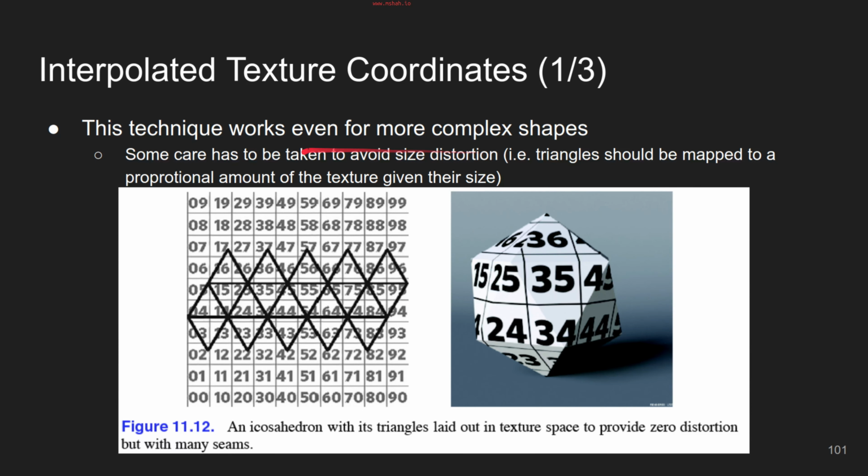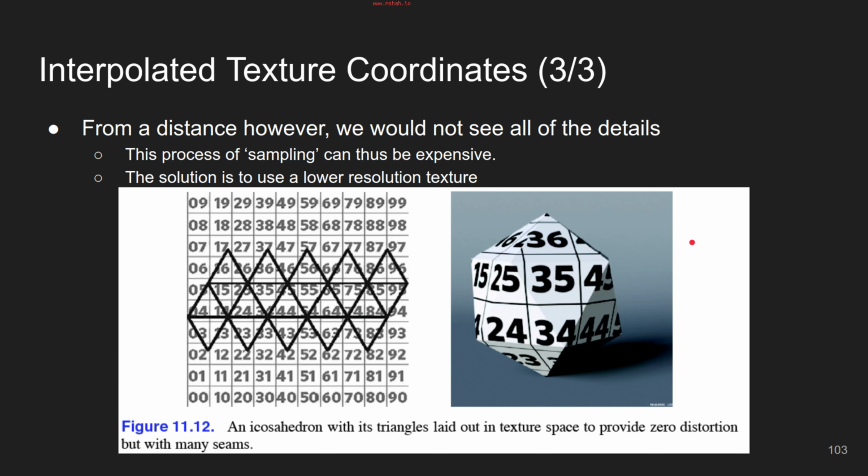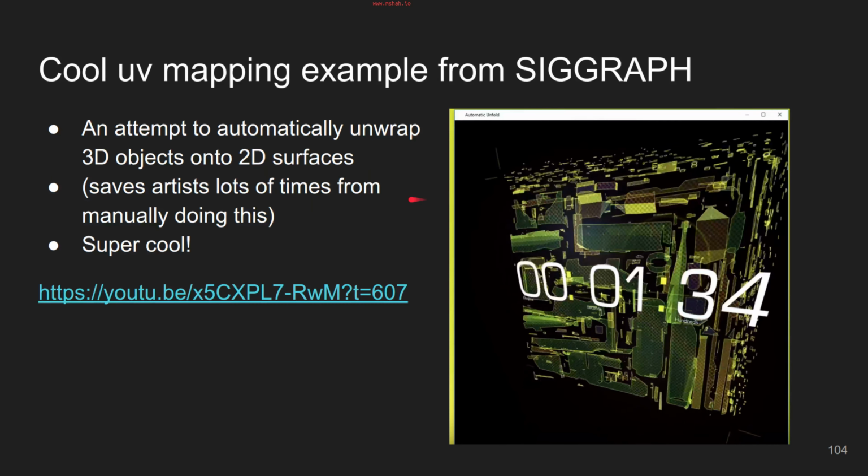Okay, so here's just another technique here showing the distortion here. This one, all the triangles on the actual geometry are the same size, so you can see how they get away with not having any distortion here, which is pretty nice. Okay, looks pretty sharp. So again, it's not perfect though. From a distance, you might not see all the details. You might have to use a higher resolution texture to get more detail. Just some ideas there. Okay.